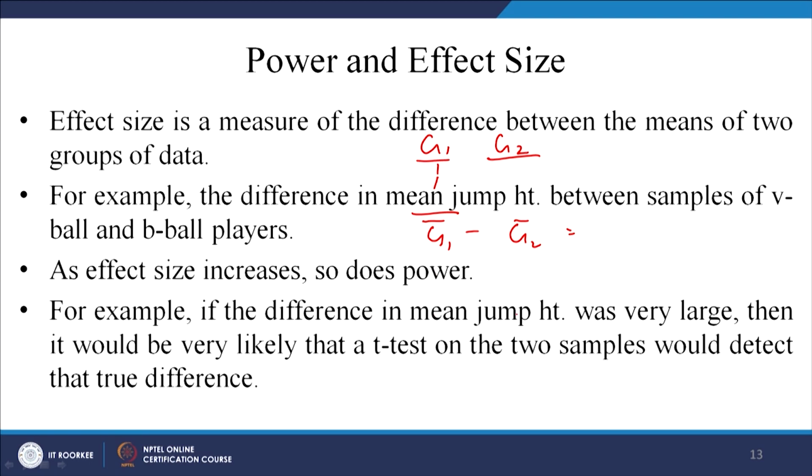If the difference in mean jump height was very large, meaning the volleyball players and the basketball players, let us say the volleyball players are jumping more or the basketball players are jumping more, whatever, if this difference is very large, then it would be very likely that a t-test on the samples would detect the true difference. But if the difference is very small, then the test would say there is no difference. So the null hypothesis would be accepted.